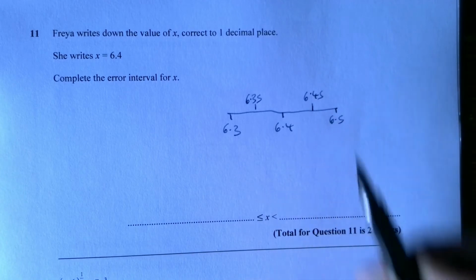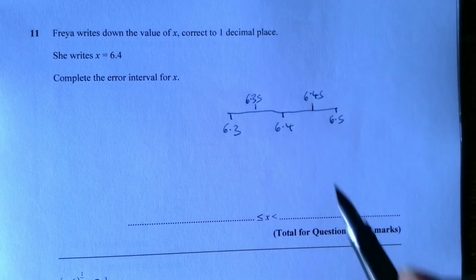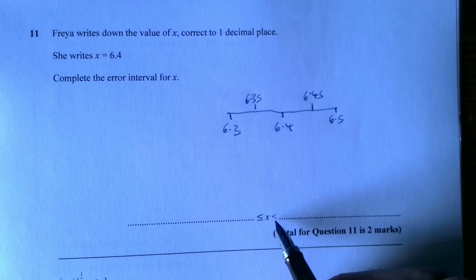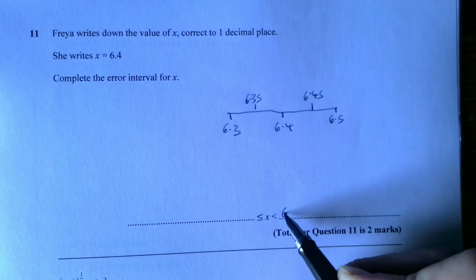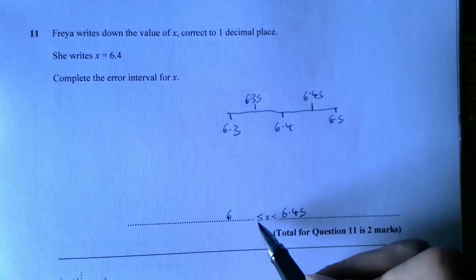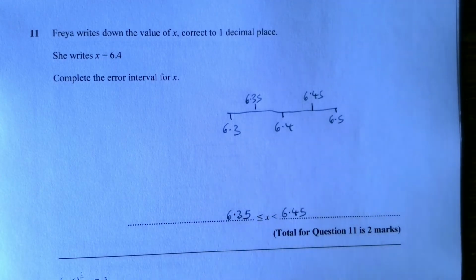6.45 would round up to 6.5, wouldn't it? But anything below, including 6.49 recurring, which strictly speaking is the same thing, would round down. So that's why, if you look at the inequality signs here, this one hasn't got an or equals sign on. So 6.45 there, that would round up, so it's got the or equals sign on it there, and that's all it is.